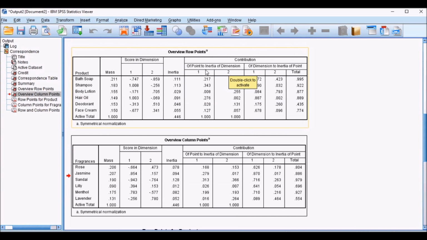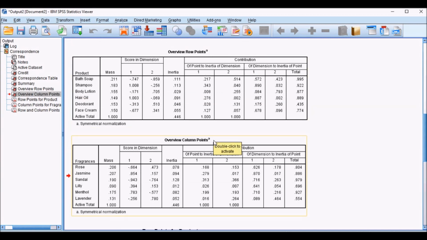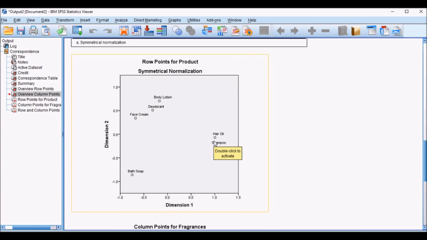These two tables, the row table and column table, can be better understood using the graph. You can see this is a two dimension plot for row points, for products. You can clearly see that hair oil and shampoo are having a close relationship. Body lotion, deodorant and face cream are having a close relationship. And bath soap is totally towards the left bottom corner.